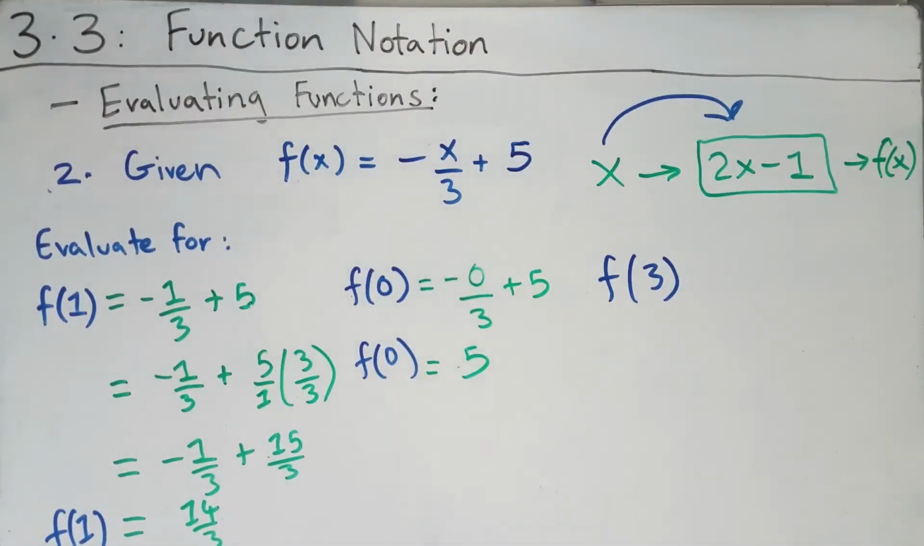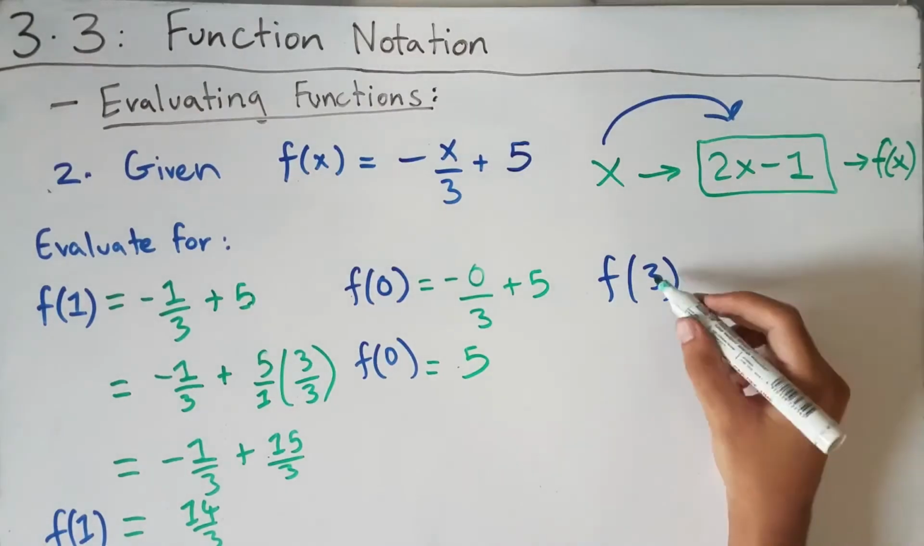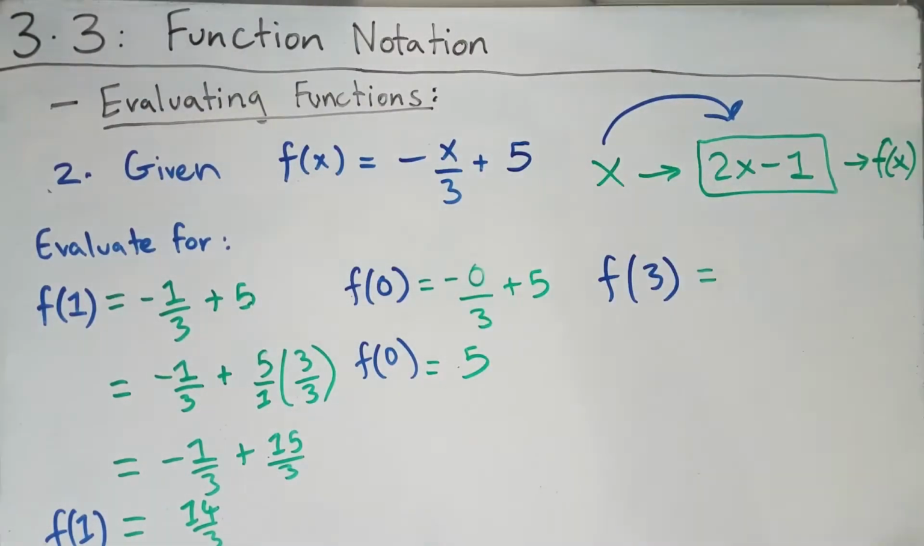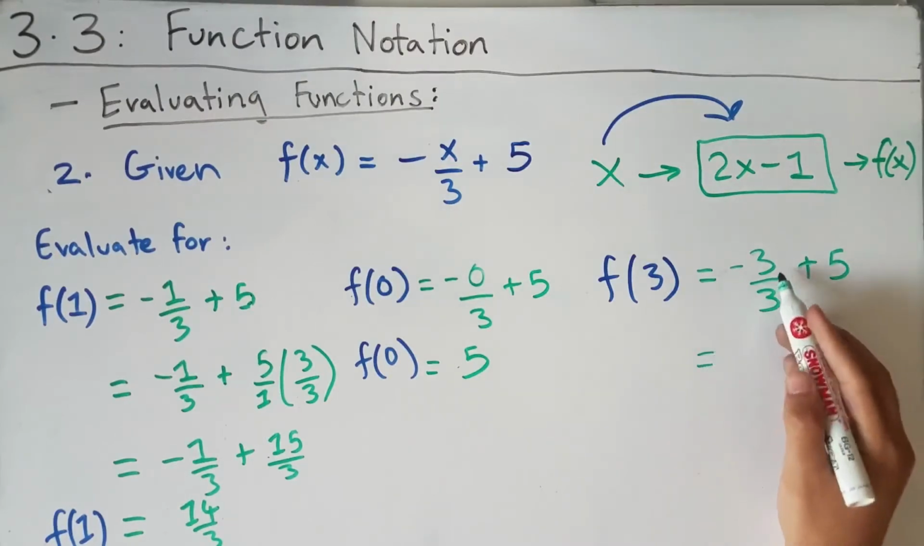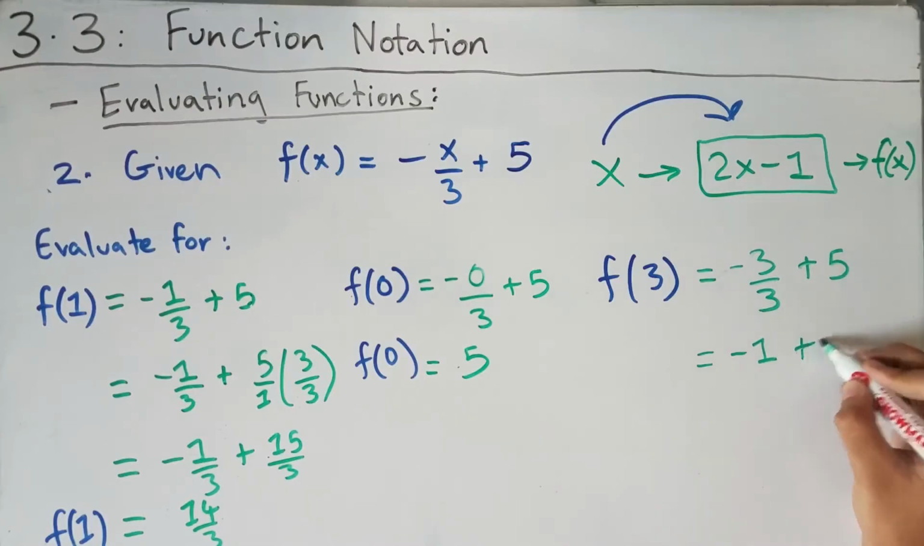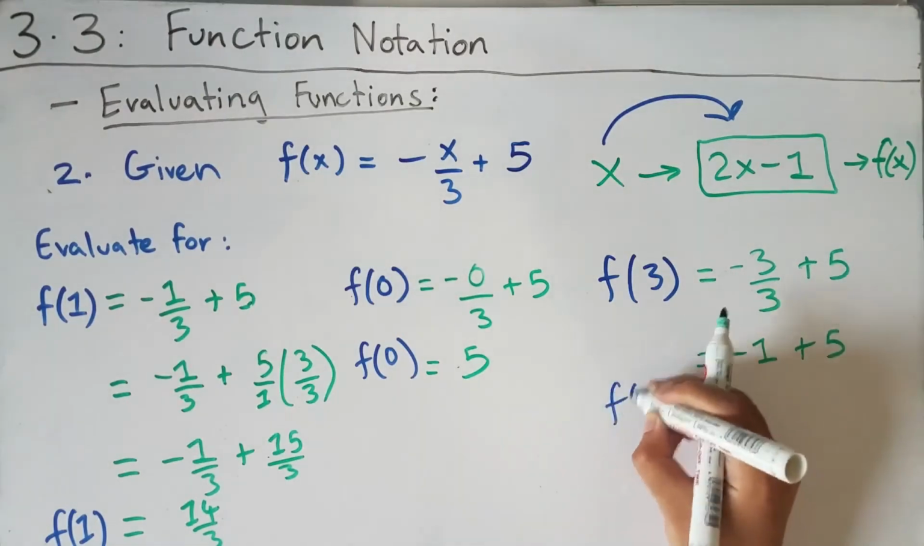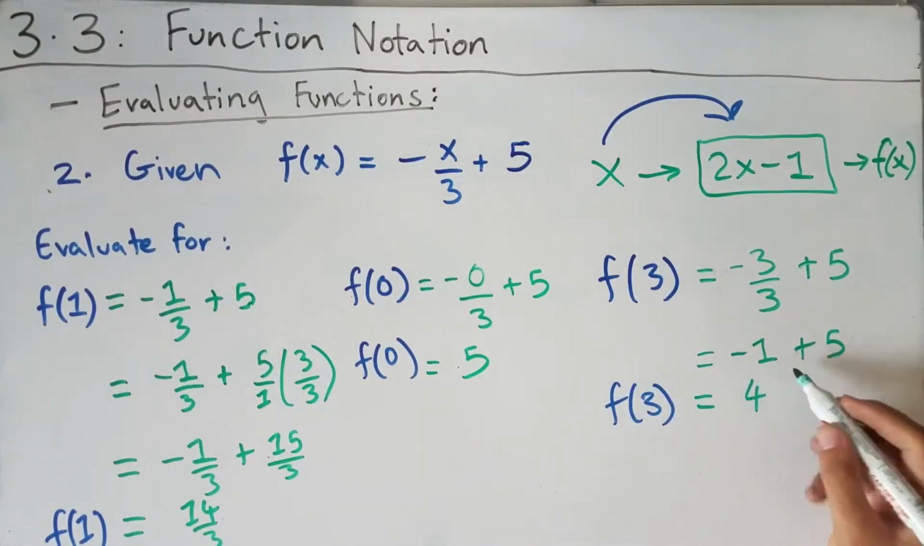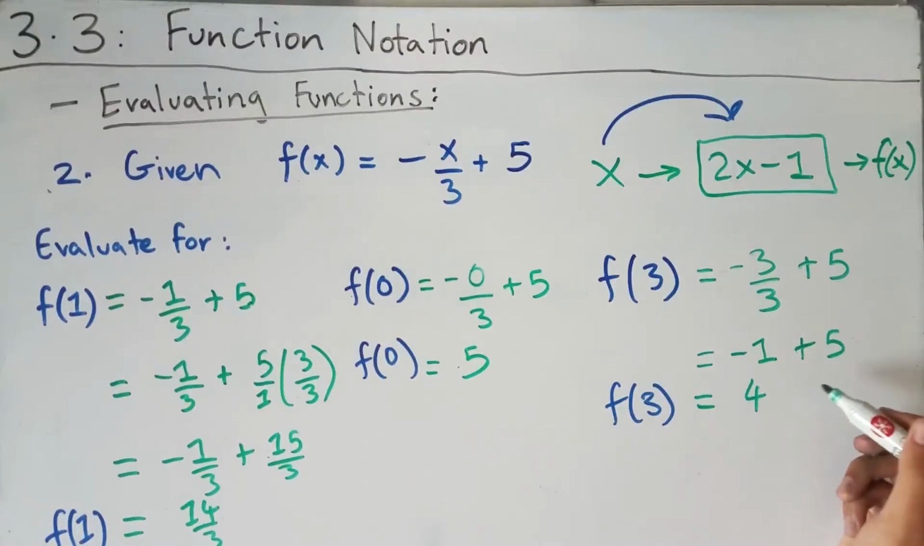Finally, we're given f of 3. So our x value would be 3, and we plug that into the function. So that would be negative 3 over 3 plus 5. The negative 3 over 3 equals negative 1, as the 3's cancel out, plus the 5. So our f of 3 would equal 4, as negative 1 plus 5 is like 5 minus 1, which is 4.